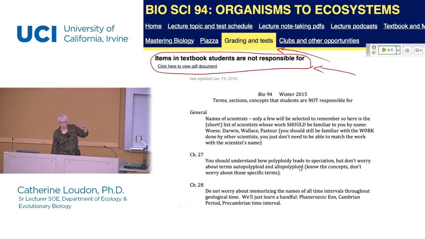So there's various things in here. Chapter 27, you should understand how polyploidy leads to speciation. Don't worry about the terms autopolyploid and allopolyploid. In other words, know the concepts. Don't worry about these two specific terms. So there's various items like this for the different chapters, which I hope you'll find helpful.